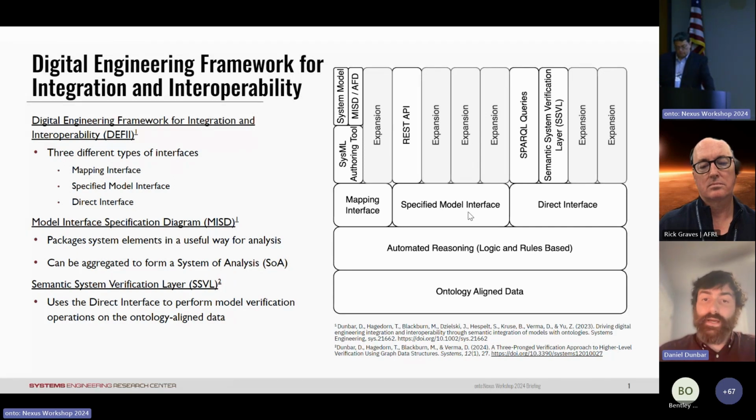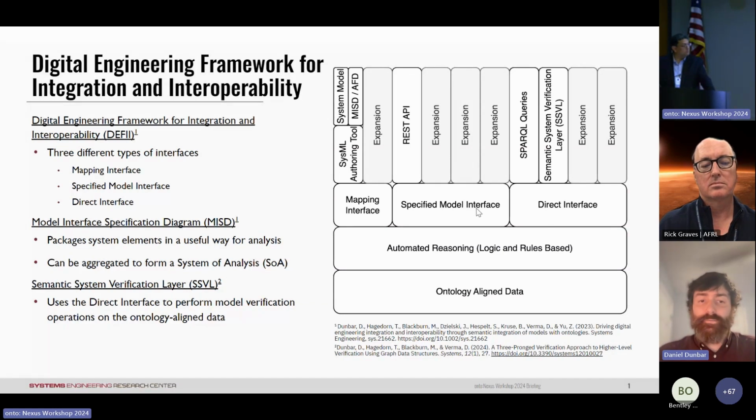And the way that we do that is in our SysML model. So you have a system under analysis, but we co-locate with that the system of analysis. And so describing the interfaces and what information from the system under analysis we want to expose, we do that through the model interface specification diagram.